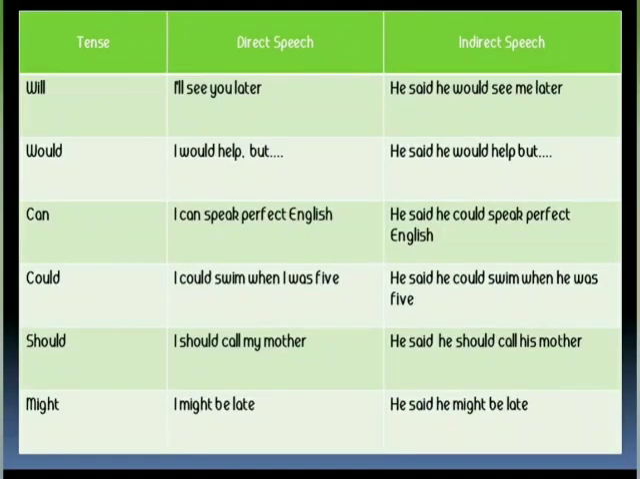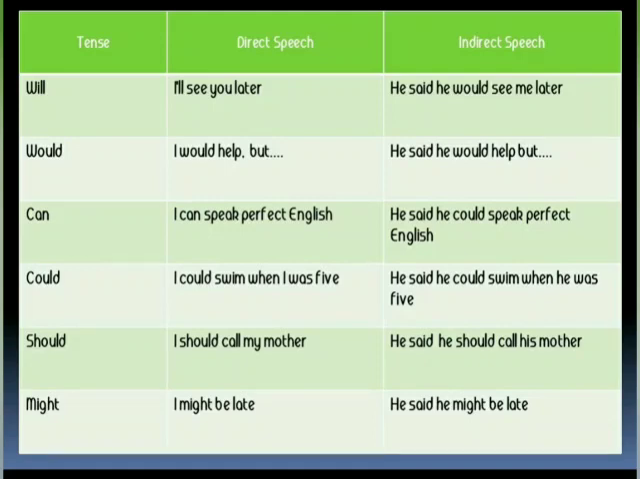Using will. I will see you later. He said he would see me later. Using would. I would help, but... he said he would help, but... Using can. I can speak perfect English. He said he could speak perfect English.